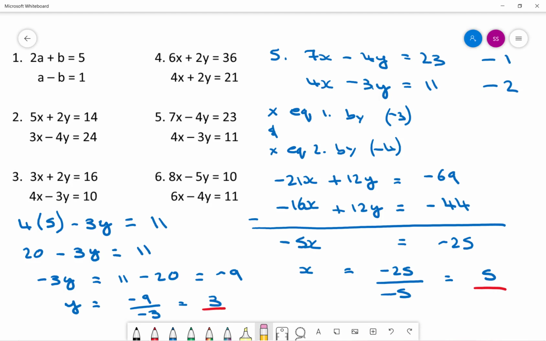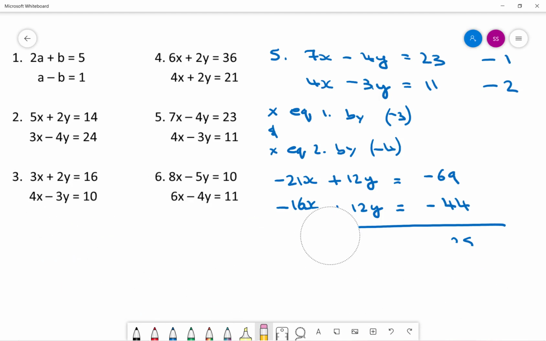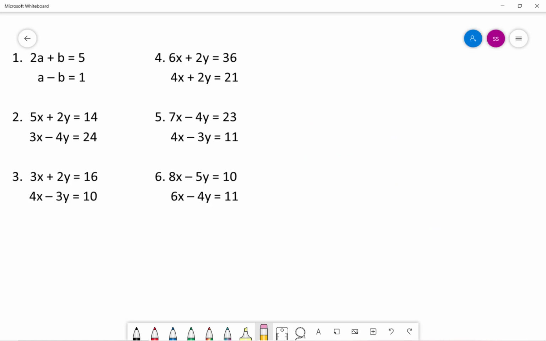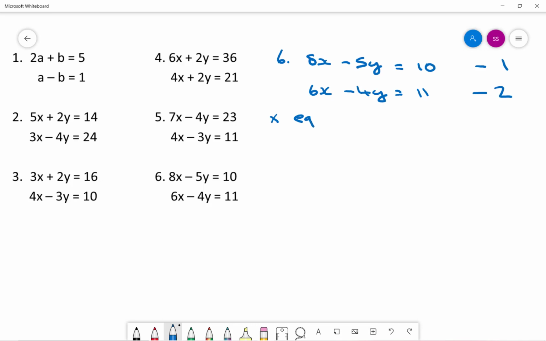Okay, let's take a look at the very last one here then for exercise 5.6, and then we can move on and wrap up this part of this objective. So for number 6, we've got 8x minus 5y equals 10. I'll call that equation 1. And then for our other one, we've got 6x minus 4y equals 11 for equation 2. Well, once again, I'm going to do the opposite coefficient trick here. So I'm going to say multiply equation 1 by negative 4, and at the same time I'm going to multiply equation 2 by negative 5.